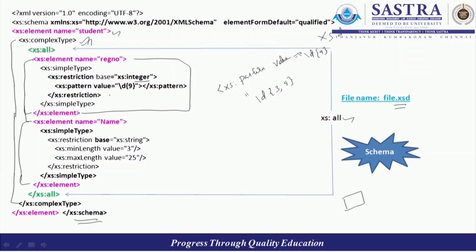So xs:pattern value equal to, I have given like this, and I have closed the xs:pattern, and the simple type has been closed. This particular element is over. Then I move on to the next element definition, in which the element name is name, and the restriction base I have given is string. What I need is minimum length of 3 characters and maximum length of 25 characters. So this element has been given here.